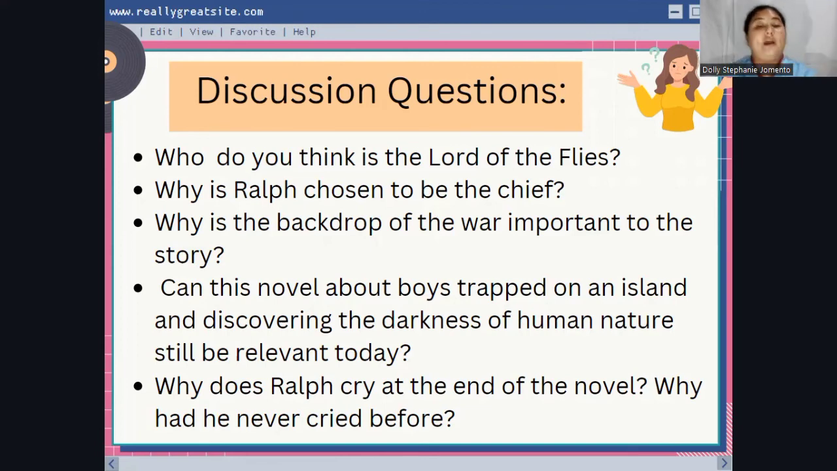So next, why is Ralph chosen to be the chief? If you want to answer, guys, please comment your ideas. So my answer is, at Piggy's suggestion, Ralph uses a conch to call a meeting with all the boys stranded on the island. Right? The conch that Piggy found. So Ralph then organizes the boys and suggests that they decide on a chief.